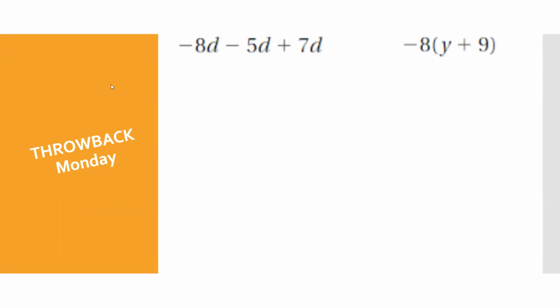Okay, so we're going to have another Throwback Monday, and this is just over combining like terms. So we're thinking about combining like terms, we're thinking about distribution. Make sure if they have the same variable, you put them together. You're looking at the coefficients. Remember, the coefficient is the number in front of the variable. Also, remember to KCO all of your subtraction. So if you see subtraction, KCO it so you don't get confused. Pause the video, try these two problems.